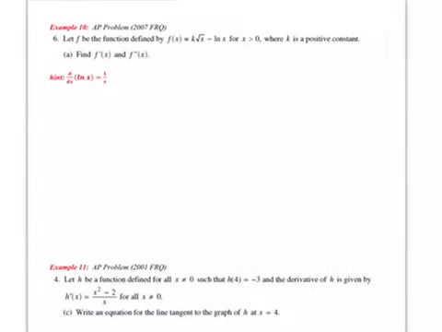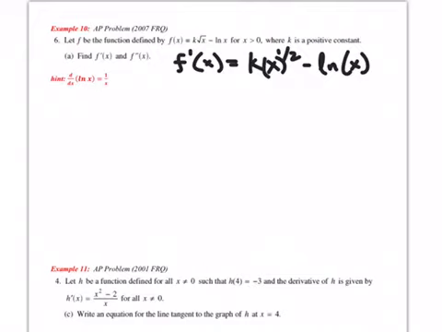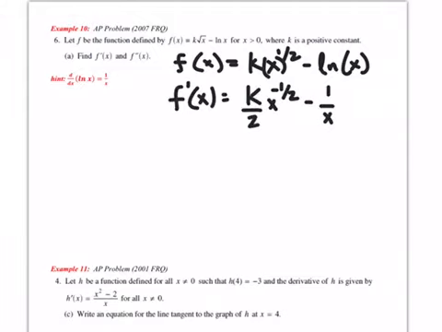Okay, another example. Let f be the function defined by that, where k is a positive constant. Find the first two derivatives. Just so you're aware, the derivative of natural log of x is 1 over x. So let's find those first two derivatives. I'm going to do that off camera. Just as a hint with the square root, I would put that as x to the 1/2 power before you move forward. So there's our first derivative.